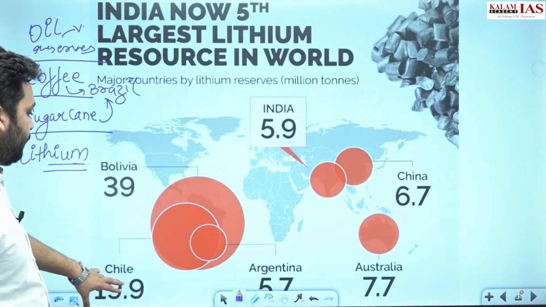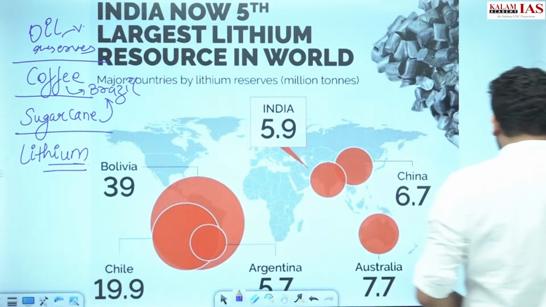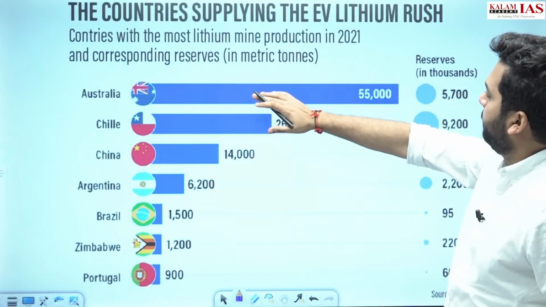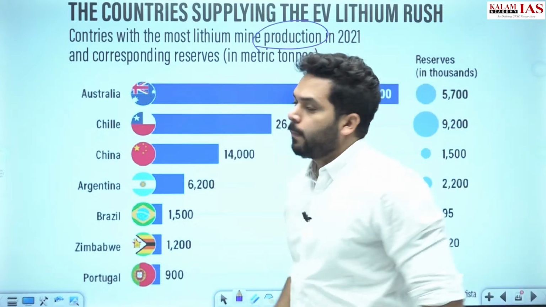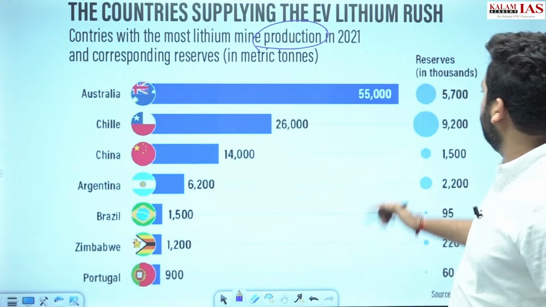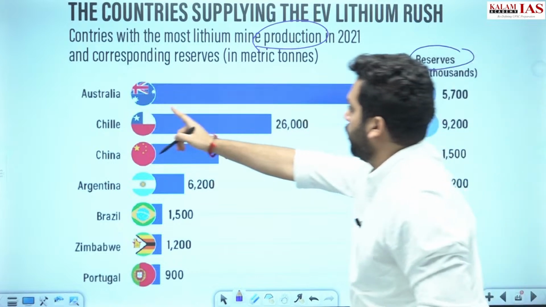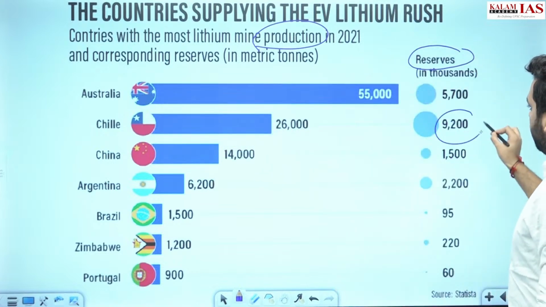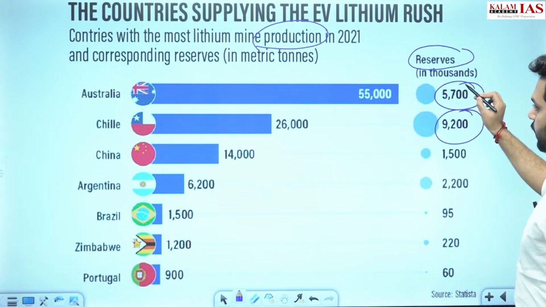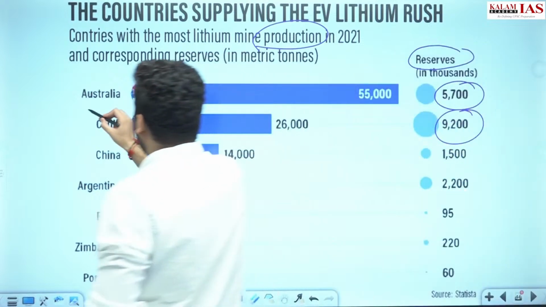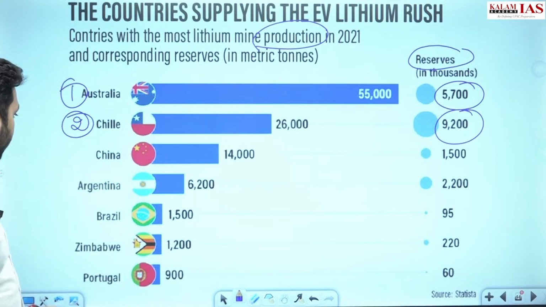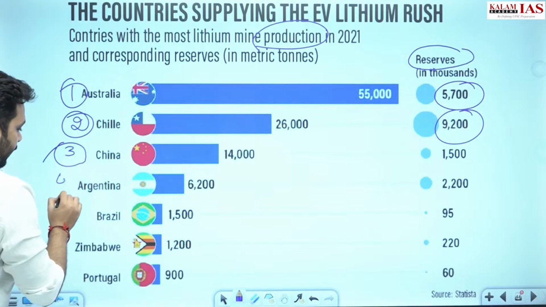So Chile has the highest reserves of lithium. Australia is the largest producer. These are reserves, and this is production. Chile has 9,200, so Chile has more reserves than Australia, but Australia is the largest producer. So rank 1 is Australia, rank 2 is Chile in production. Then we have China at number 3 and Argentina at number 4.